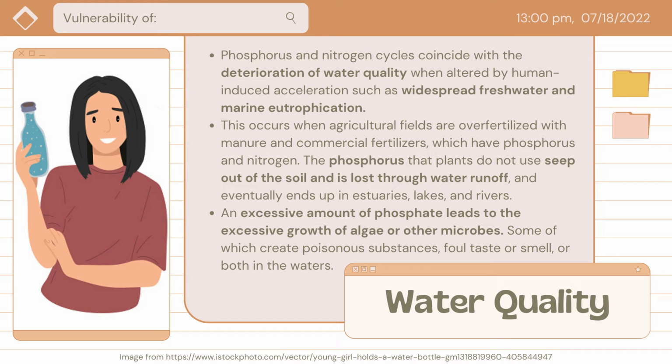This phenomenon occurs when agricultural fields are over-fertilized with manure and commercial fertilizers which have phosphorus. Phosphorus that plants do not use seeps out of the soil and is lost through water runoff. It eventually ends up in estuaries, lakes, rivers, and waterways. An excessive amount of phosphate leads to the excessive growth of algae or other microbes. Some algae creates poisonous substances, foul taste, or smell in the waters. Significant decomposition of algae decreases the water's oxygen level, leading to the nutrient influx and more aquatic dead zones.